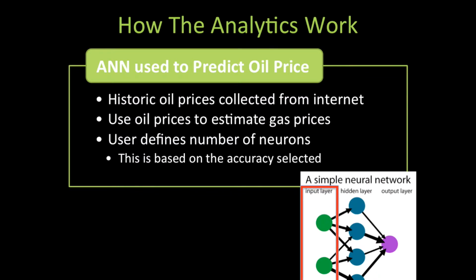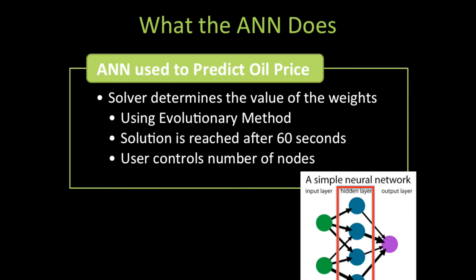A simple artificial neural network is done with 3 layers: the input layer, the hidden layer, and the output layer. Our input layer consists of historic oil prices collected from the internet using the OPEC data. We use these oil prices to estimate the gas prices, and then we give the user the option to define the number of neurons they wish to use. In the hidden layer, we use Solver to determine the value of the weights.